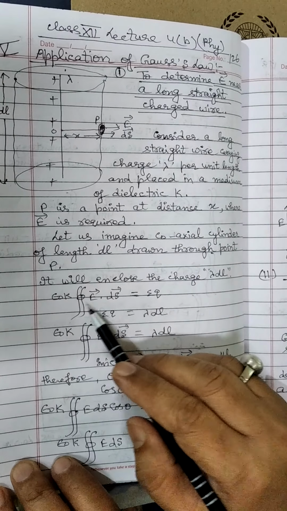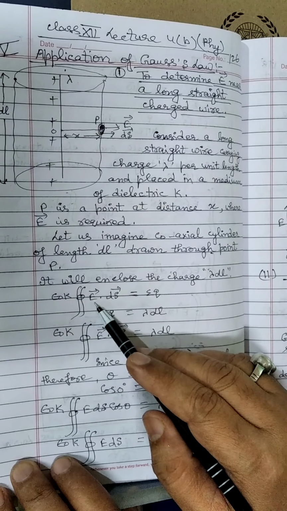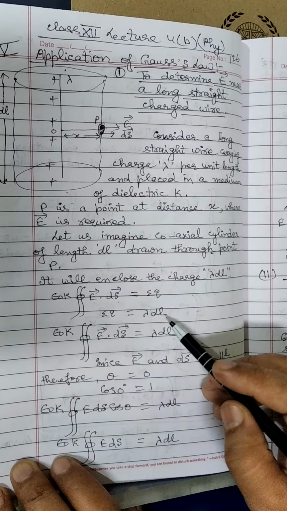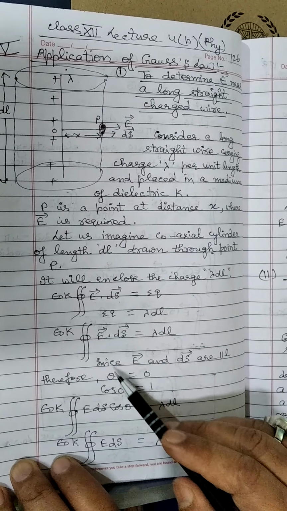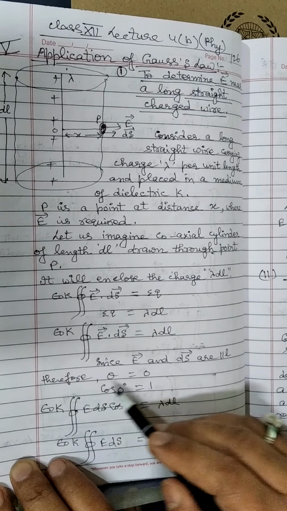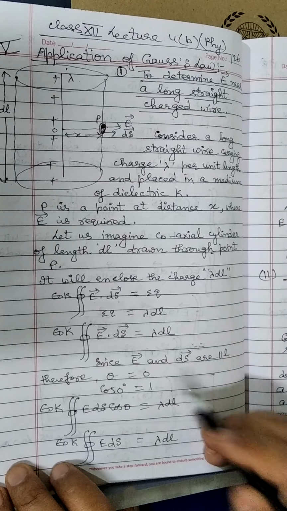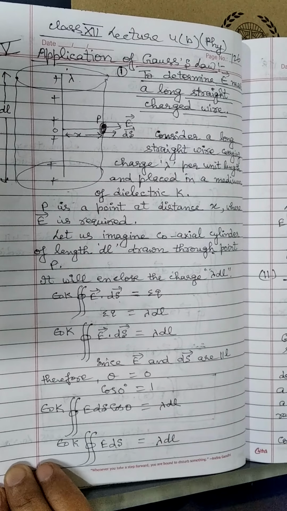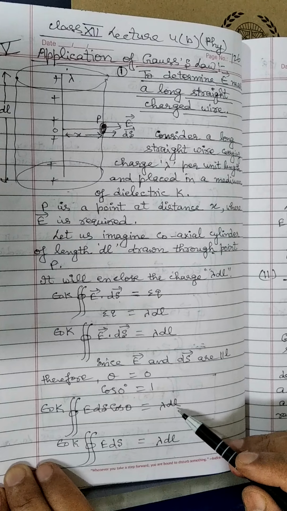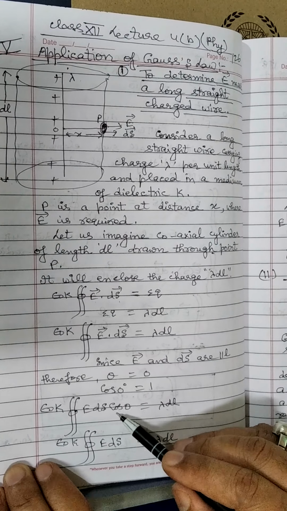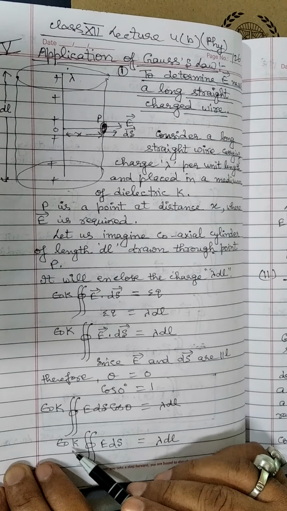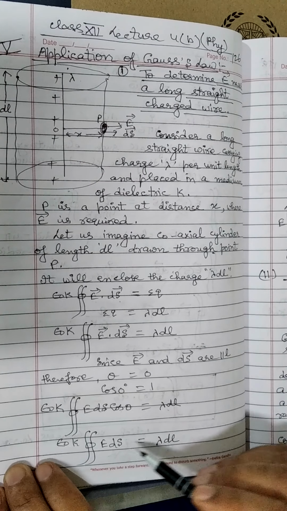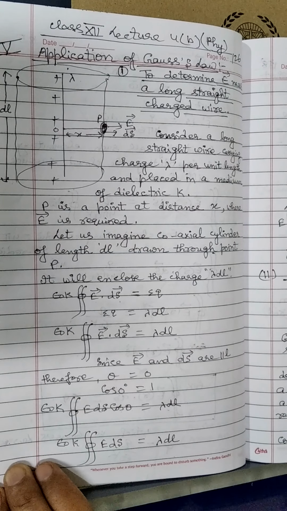This will be the value of charge. So apply Gauss's law: epsilon naught times the surface integral of E dot ds is equal to sigma q. Here the value of sigma q is lambda into dl, and E and ds are parallel to each other, therefore theta is equal to 0 and cos 0 is equal to 1. So epsilon naught times the surface integral for the closed surface of E ds is equal to lambda into dl.